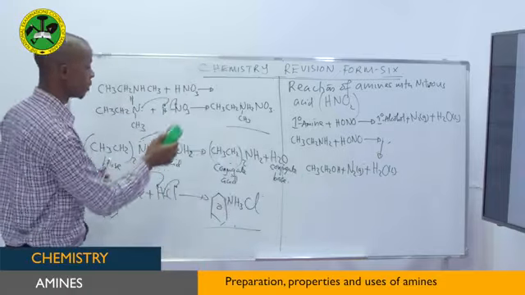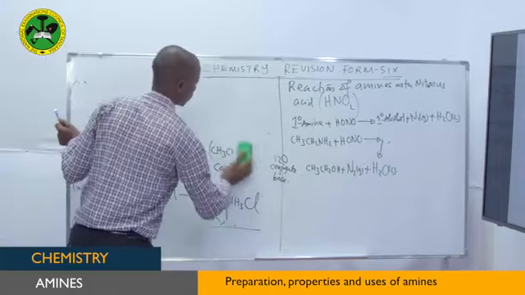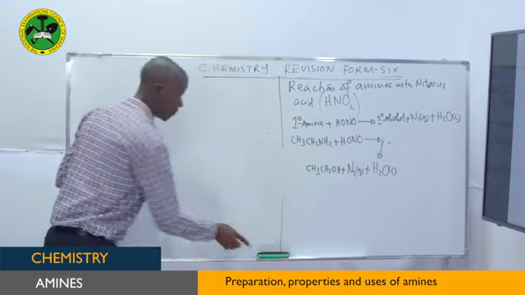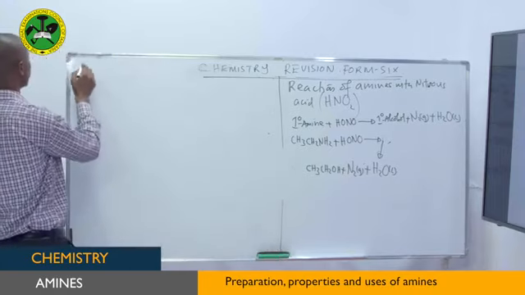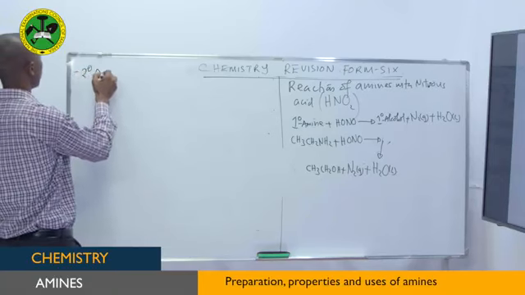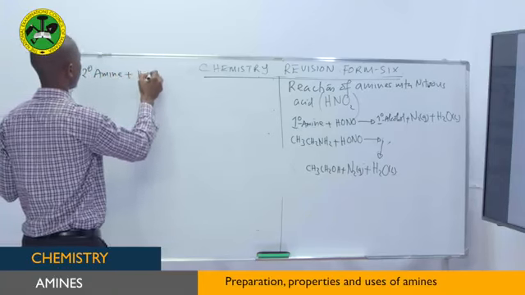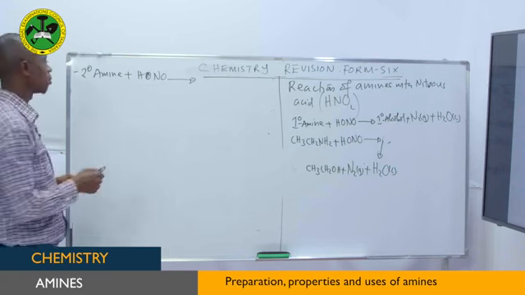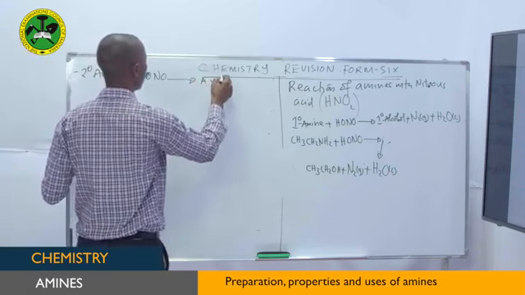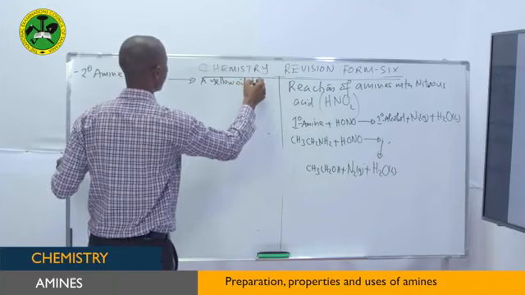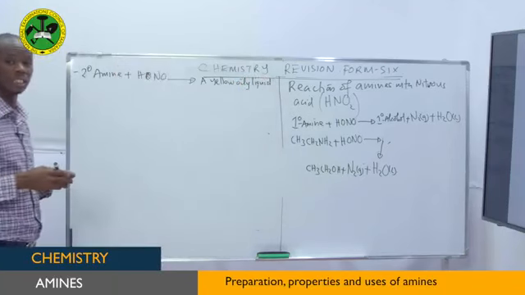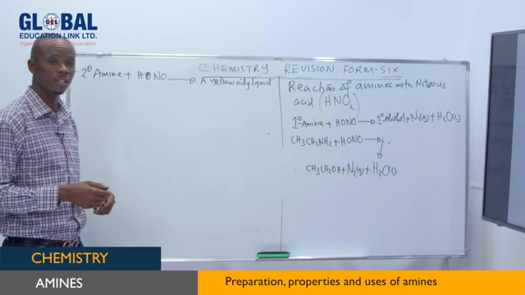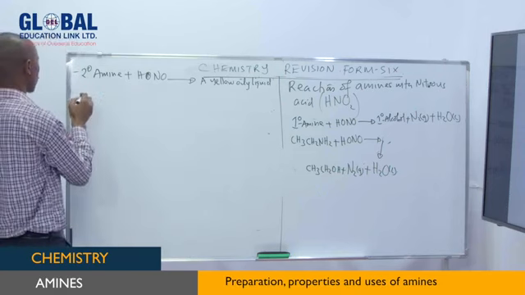Now that is the primary amine. How does a secondary amine react with nitrous acid? We can see another one here. Nitrous acid is written that way. Here we are going to form a yellow oily liquid. N-nitrosoamine will be formed, which is a yellow oil. We can have some example to see this one.